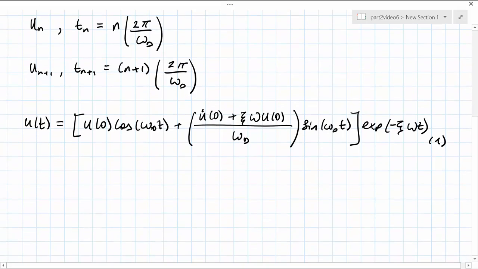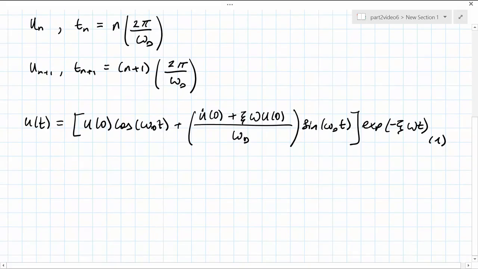If we then substitute into this response a value of t for Tn and Tn plus 1, then we can get the responses for Un and Un plus 1. So in this case, we will say that Un is equal to U1 and Un plus 1 is equal to U2.